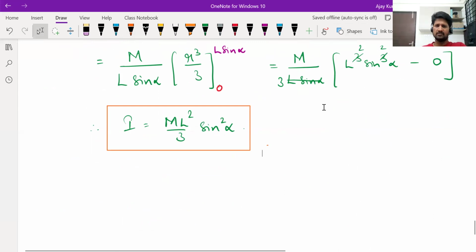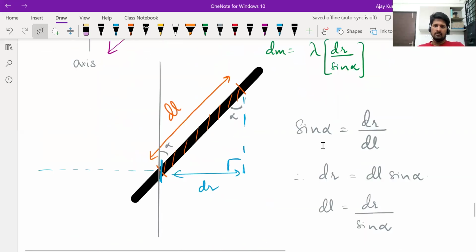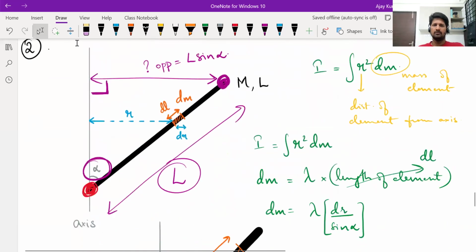Sine square alpha will be less than 1 only, no? So the moment of inertia will be less than m L square by 3, as expected. When the rod is perpendicular, the moment of inertia was m L square by 3. When it is tilted like this, particles come closer. We expected the answer to be less than m L square by 3 and it is. Is this clear to all of you?